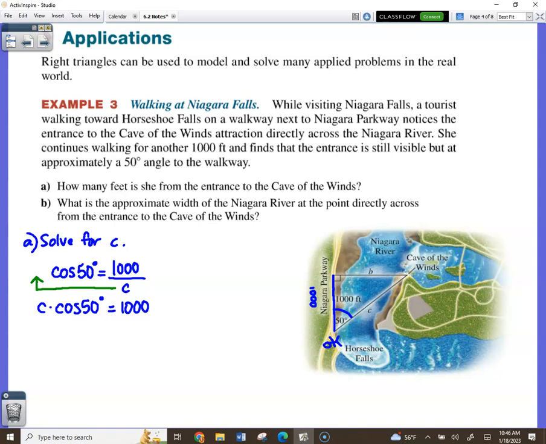Cosine 50 is attached by multiplication. I'm going to move it by division over here to the right-hand side, right? I'm going to divide it over here. And that's what you're going to type in your calculator. 1,000 divide cosine 50. We're going to go to the nearest tenth. You get 1,555.7 feet.